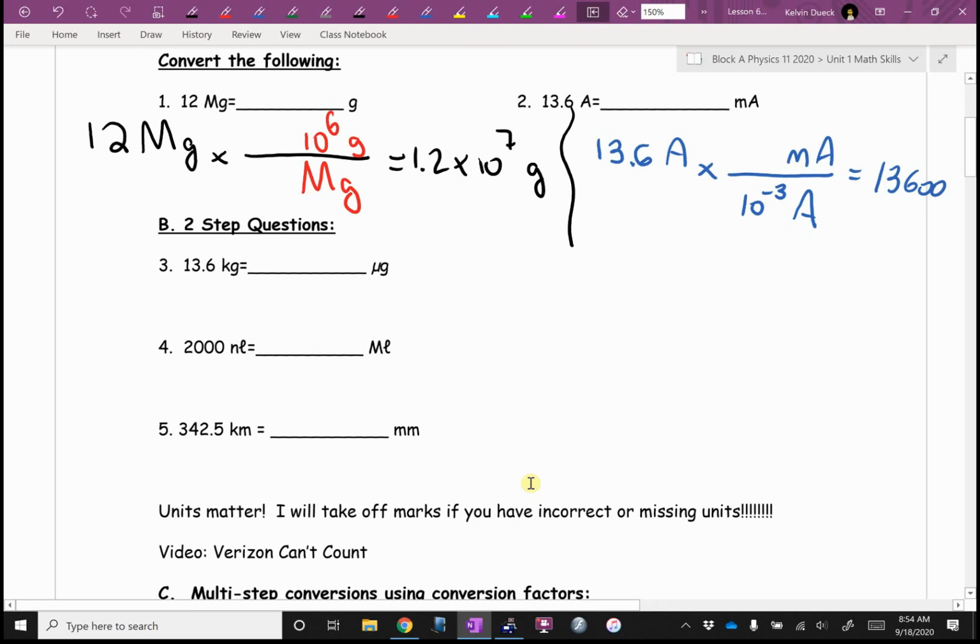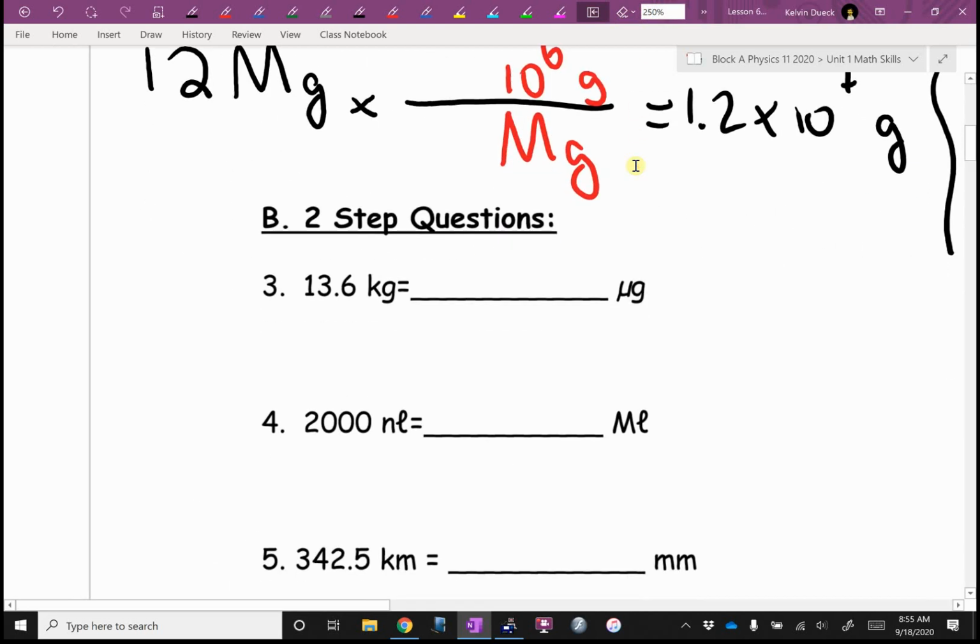Two-step questions. I want to convert from kilograms to, what's that funky symbol? Annika, micrograms. How many steps? 2. You know what I'm going to do first, Annika? Write down what they gave me. So I'm going to zoom in a little bit so you can see in the back. I'm seeing some of you squinting a bit. So I'm going to write down 13.6 kilograms.